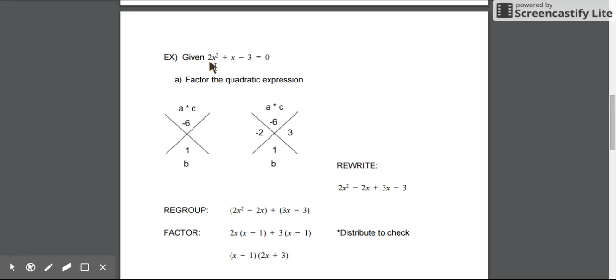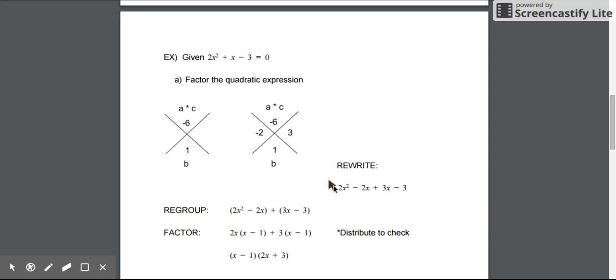All right, so we're going to take our a times c terms and multiply them together. 2 times negative 3 is negative 6. Put it up at the top of your x. Take that b term, in this case positive 1, put it on the bottom, and play the game. Find factors of the top that add up to the bottom, or two numbers that multiply to give you negative 6 and add up to 1. That would be positive 3 and negative 2. They add up to positive 1 and multiply to negative 6. So negative 2 and 3 are how we're going to break up that middle term.